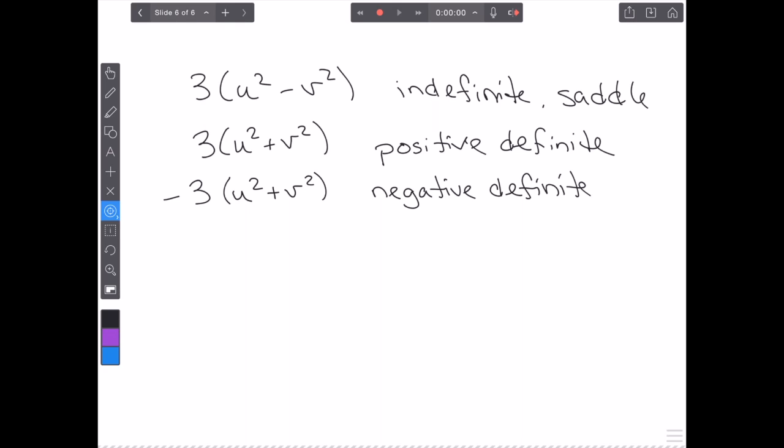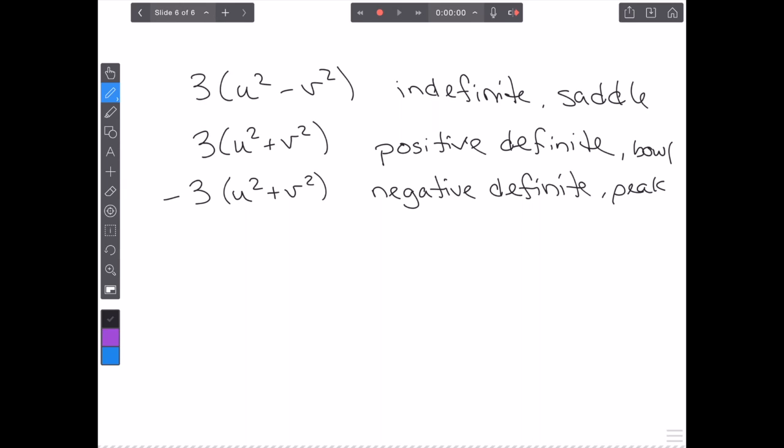On the other hand, if I tip the bowl over and have a mountain, you have a peak of the mountain, and as you come away from the peak, the function value decreases. This is what we call negative definite. So this is like a bowl, and this is a peak.